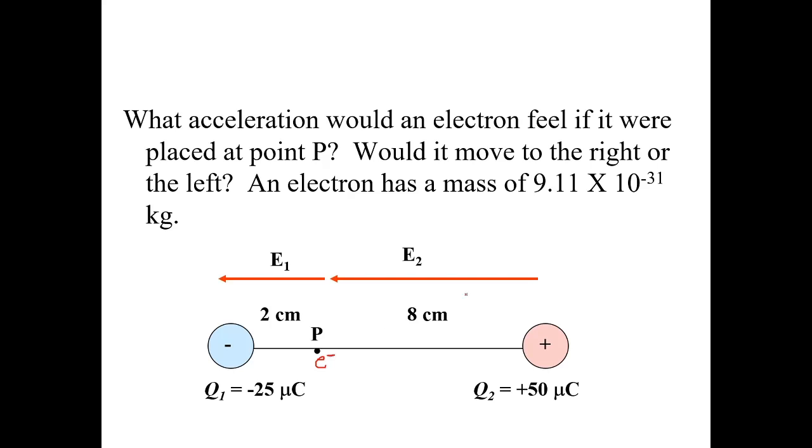Now let's see if we could think about it. The electron would be attracted to the positive charge because electrons are negative, and it would be repelled by that electron. So it really seems like this electron would want to move to the right. Okay, we need the mass. Well, let's see what we can figure out first.